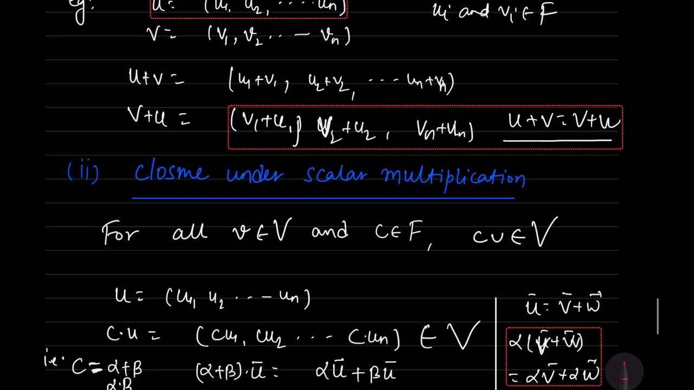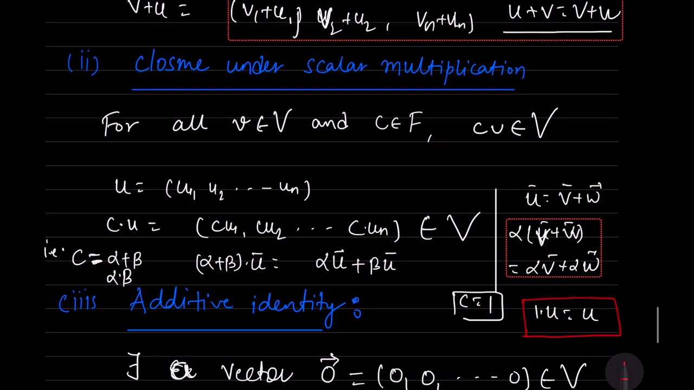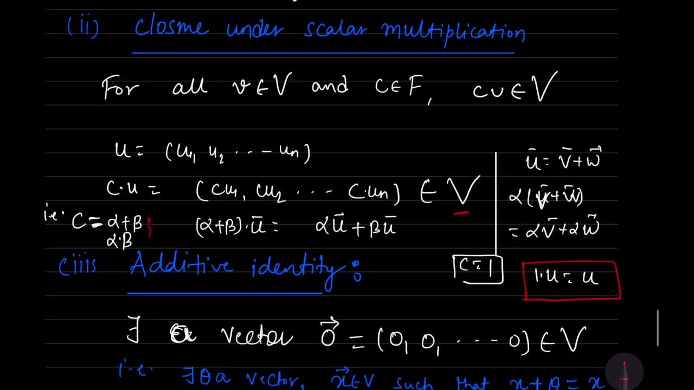Now I am going to discuss closure under scalar multiplication. So we multiply c dot u, that should also belong to V. Here c can also be written as addition of two scalars, and these are coming from the field F. Alpha dot beta, that is the product of two scalars, if we write it, that also satisfies the same property.